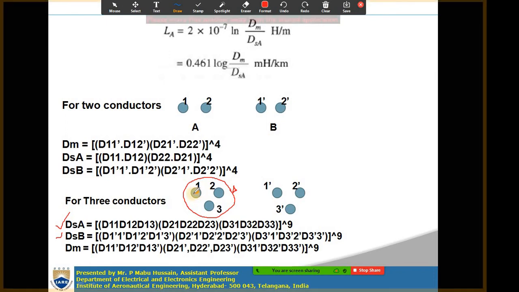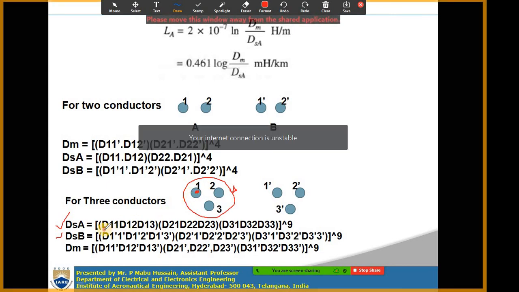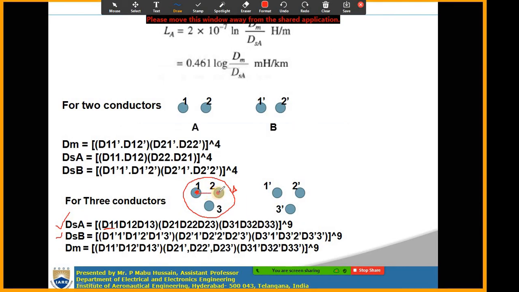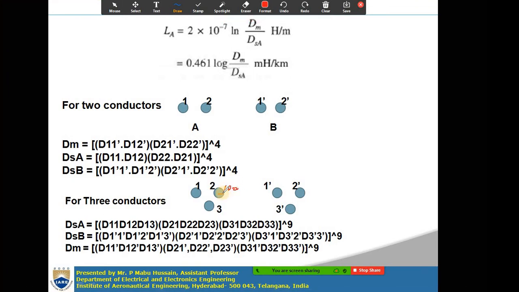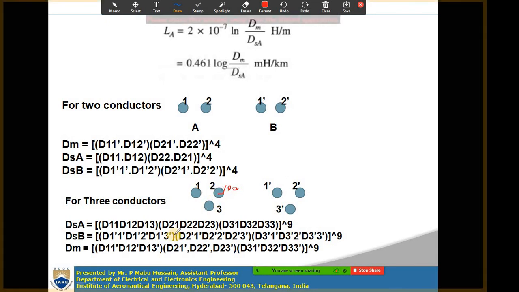You have to consider the same conductor distance, or the geometric mean radius of this particular conductor 1, which is D11, then other distances D12, D13. So, that is the first product. Next, consider the second conductor. When you consider the second conductor, first you have to also consider the self D22, D21, D23, or you can say D21, D22, D23.